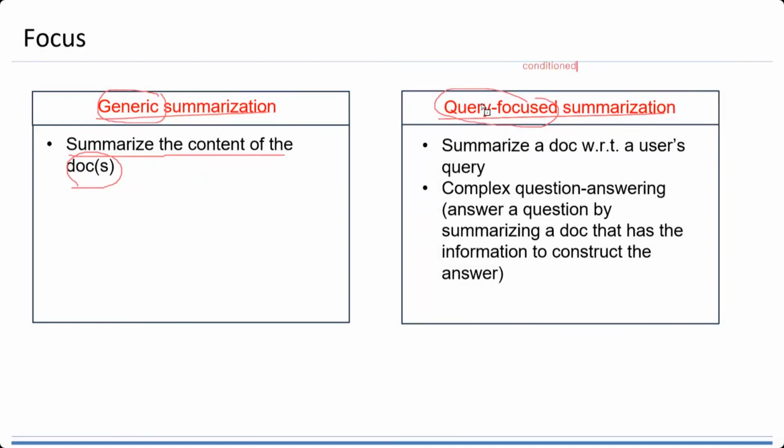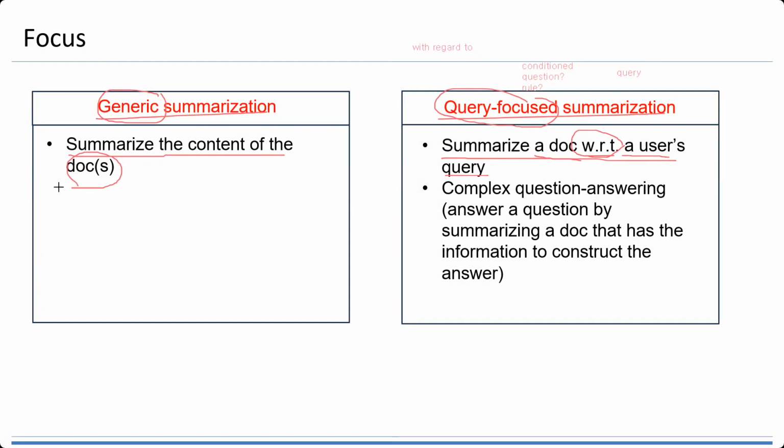The condition means maybe you have a question, or maybe you have a rule. That's why we call it a query. Query means you have some important things that you can ask. So the condition will make the algorithm summarize the document, that is, summarize a document with regard to a user's query. So WRT means with regard to. Okay.